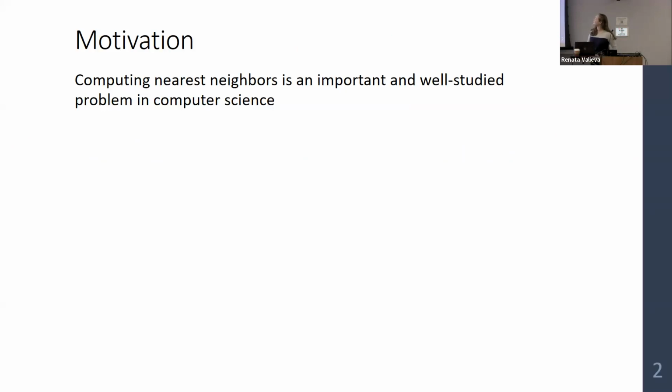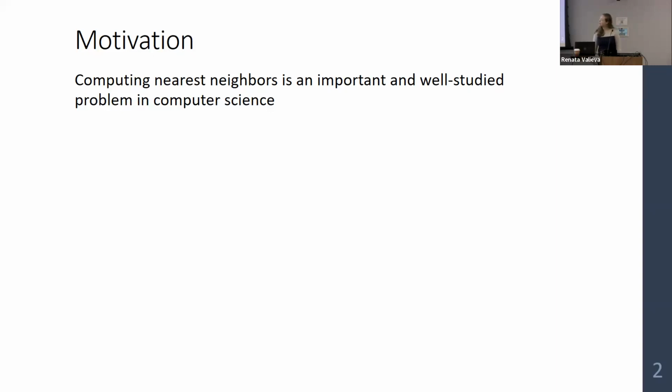Here we go. Okay. So let's start with some motivation. Computing nearest neighbors is a pretty important and well-studied problem in computer science. It's of interest both in the low dimensional regime, specifically where D is 2 or 3, which has a lot of interesting applications in graphics. And it's also very interesting in the high dimensional regime, where we're talking about dimensions in the range of 100 to 1,000, with a lot of machine learning and vector search applications.